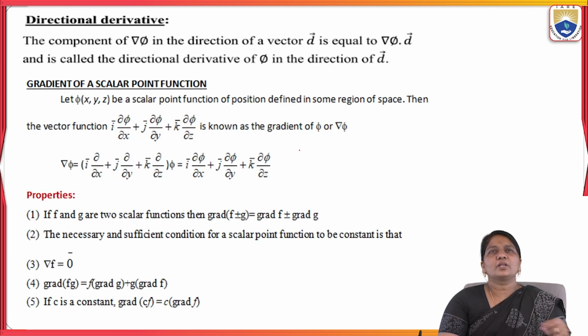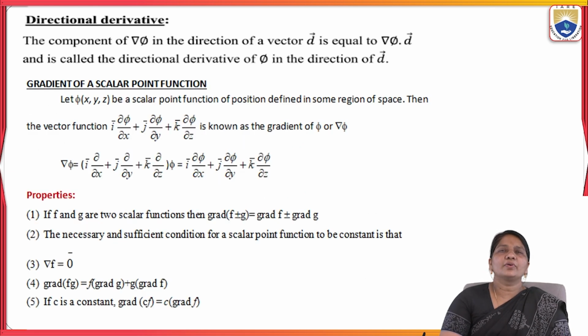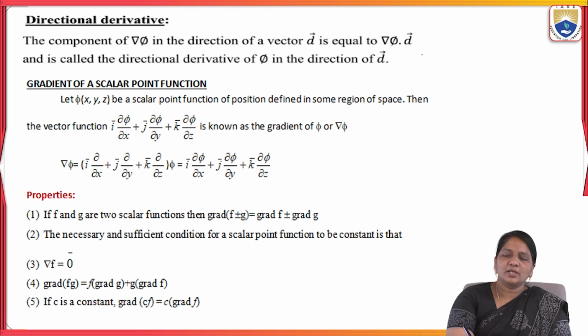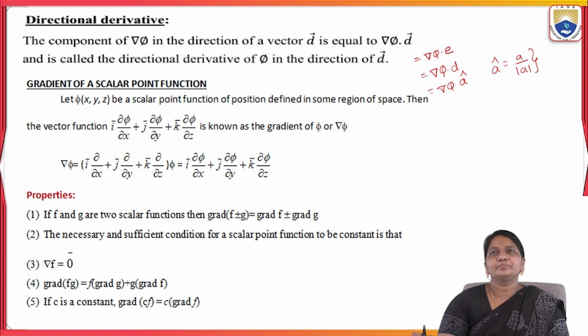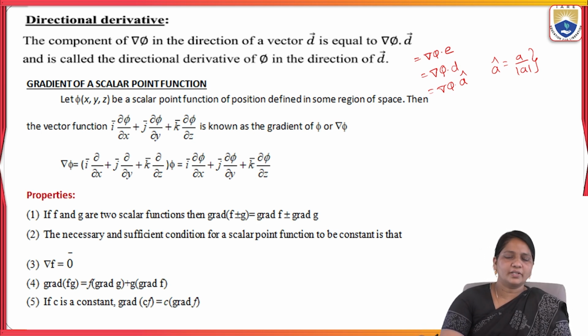Next you can observe here the directional derivative. What is the directional derivative? The directional derivative formula is del phi dot e. Otherwise you can denote this as d also, del phi dot d. Otherwise del phi dot a cap. What is this a cap? It is a by mod of a. So this is the definition or formula for the directional derivative.